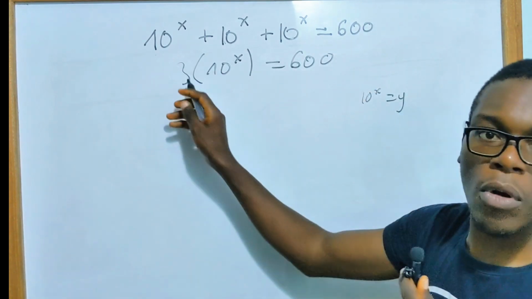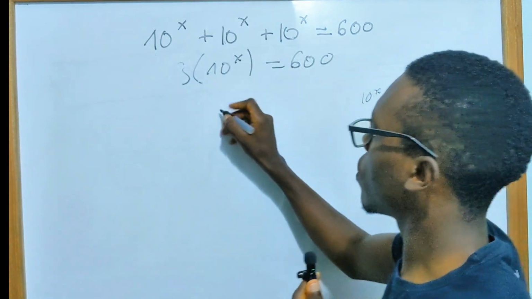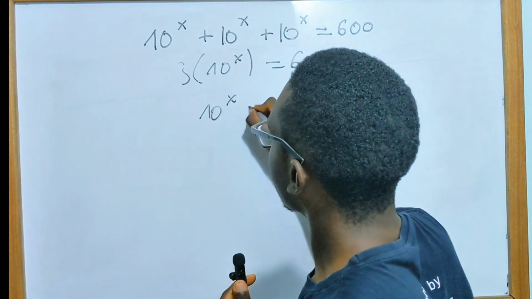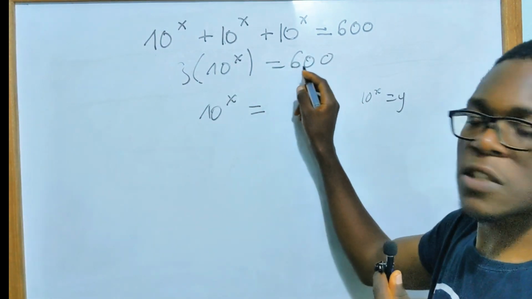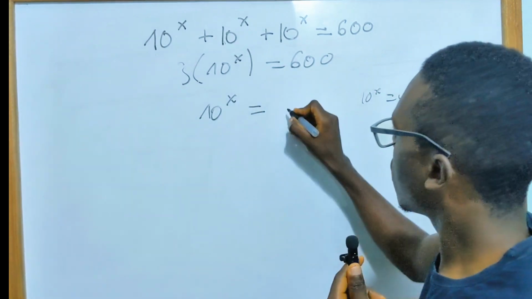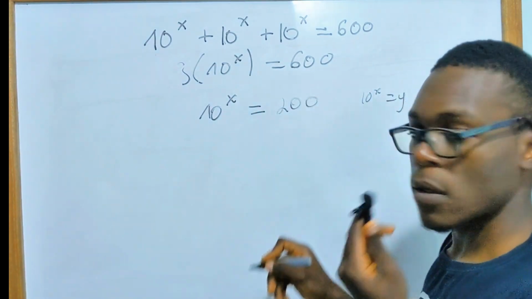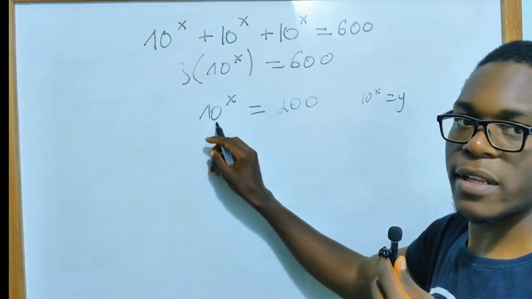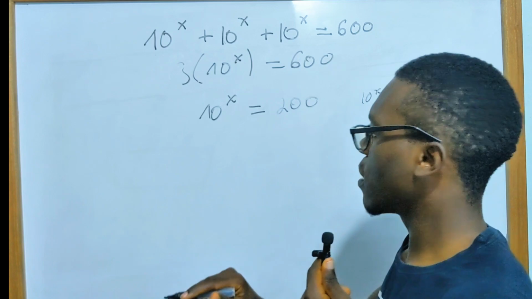At this point, you can divide everywhere by this 3. Divide everywhere by 3 to have 10 to the x is equal to 600 divided by 3, which from basic is 200. Here now we are not going to divide by 10, no, it cannot work. Okay, you have 10 to the x.